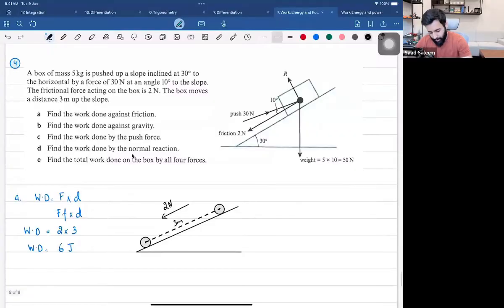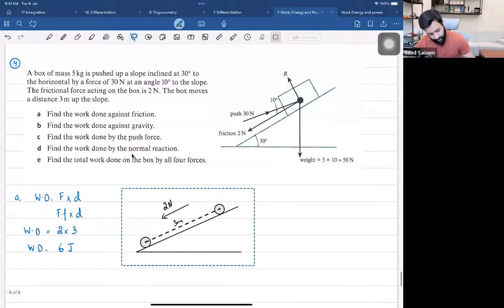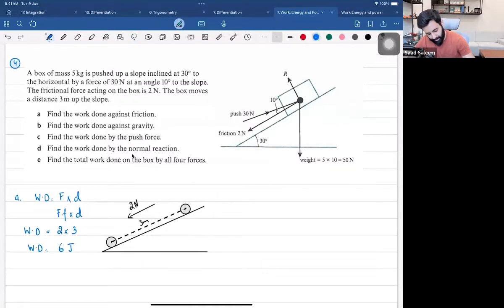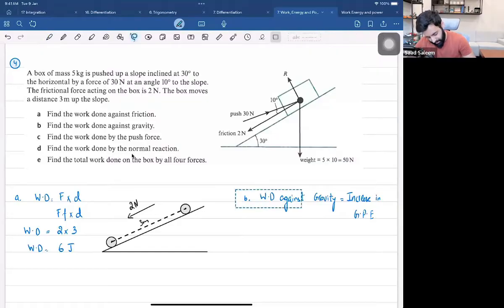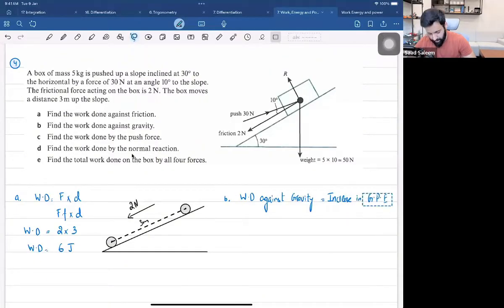Okay. Now part B. In part B, we're supposed to find the work done against gravity. So how do you find the work done against gravity? We will take the weight multiplied by the distance that it moves. And remember, the work done against gravity, I think we wrote it down earlier as well, is basically the increase in GPE, gravitational potential energy. So remember this: the work done against gravity is the same as the increase in gravitational potential energy, or the change in potential energy.